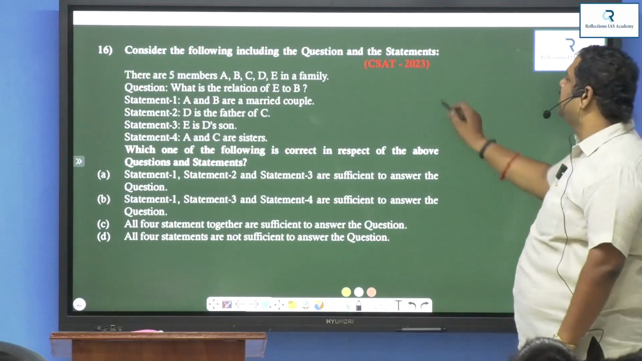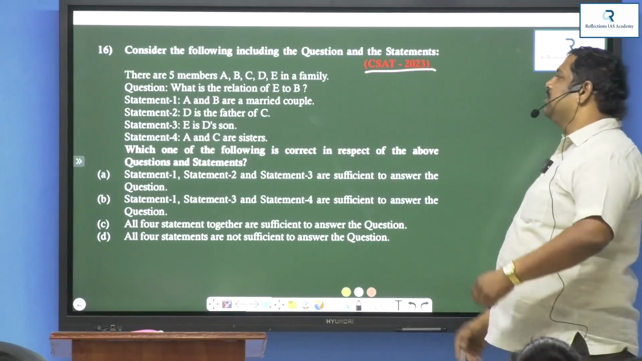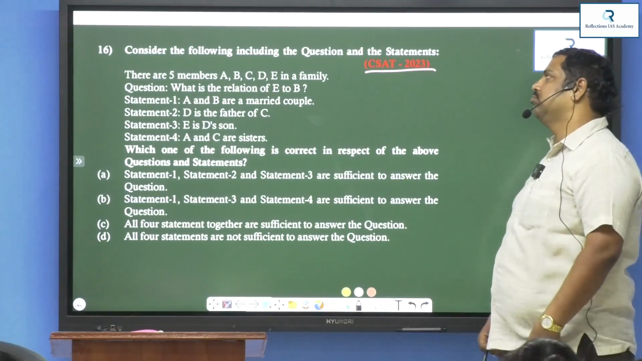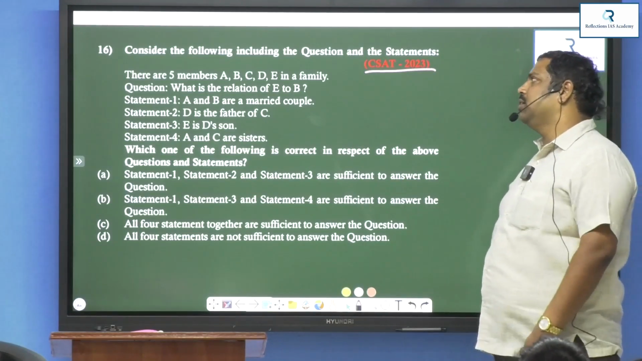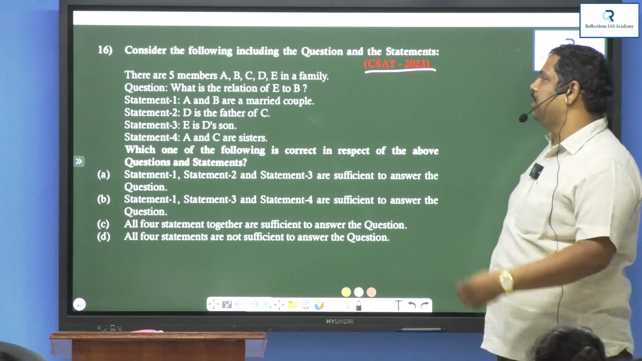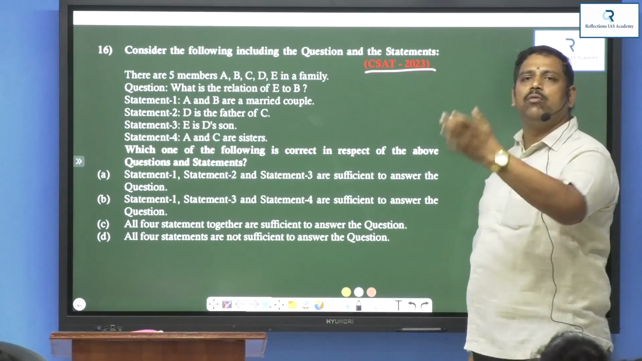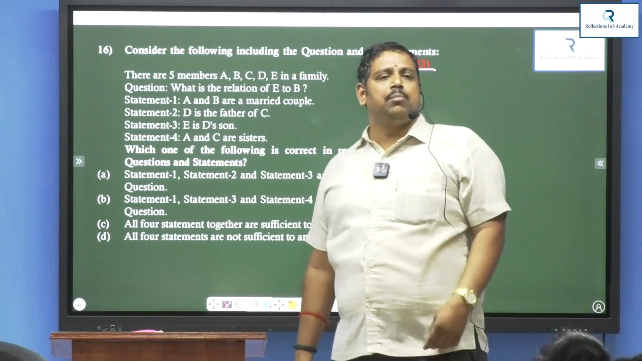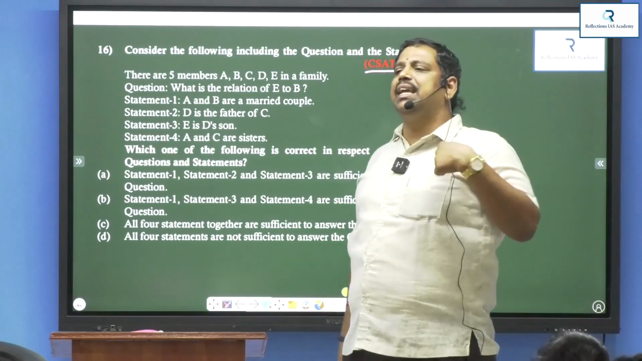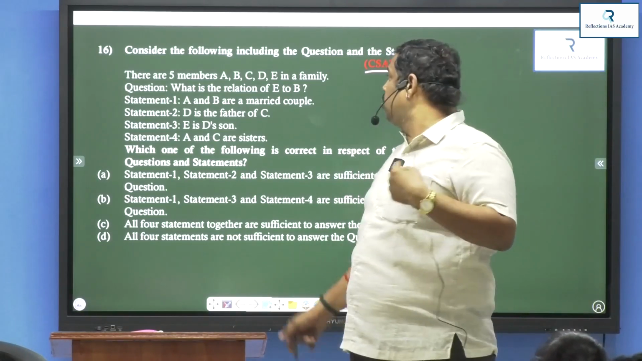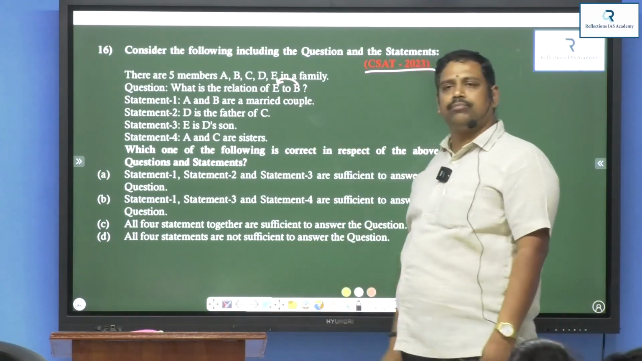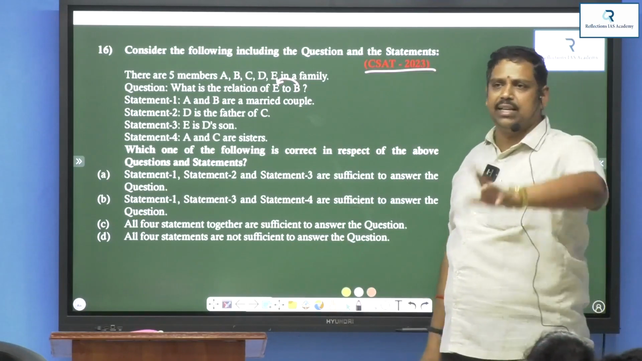Consider CSAT 2023 year. There are 5 members A, B, C, D, E in a family. Question. What is the relation of E to B? E to B. What is the meaning of that? What is the relation of E to B? Means for B, how E is related. You have to define the relation from B to E. How B calls E. Yes or no?